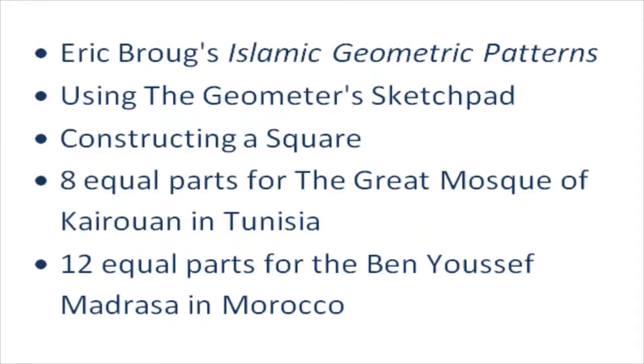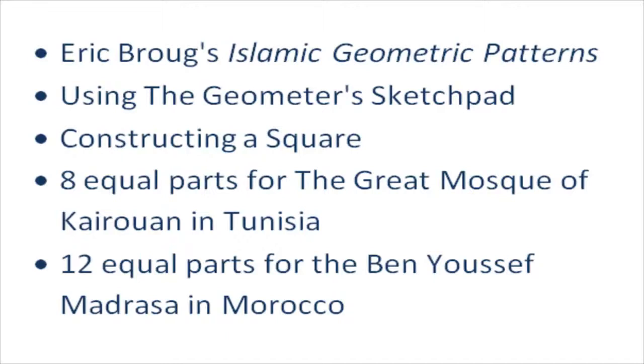We are going to look at some of the geometric patterns as seen in Eric Brugge's book, Islamic Geometric Patterns. We will be following steps that are very similar to the ones illustrated in this book. We will be using the program, the Geometer Sketchpad, to help construct some of these geometric patterns. We will start off simple by constructing a square, and then we will split this square into 8 and 12 equal parts. We'll have two different ones.